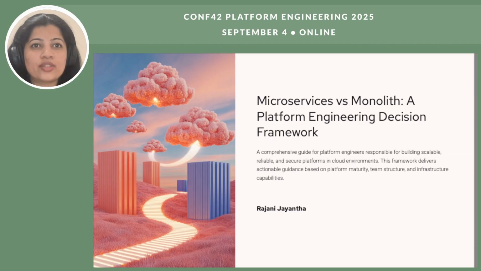The choice is not just technical, as it affects the development velocity, team productivity, cost, and how systems evolve over the long term. My goal today is to walk you through a structured decision framework, one that takes into account platform maturity, team structure, and infrastructure capabilities so you can align the architecture with business outcomes rather than hype.